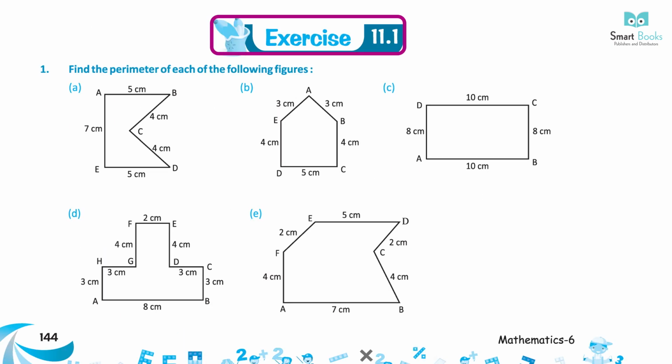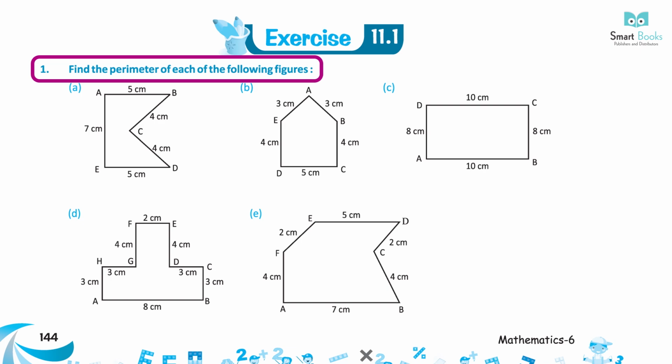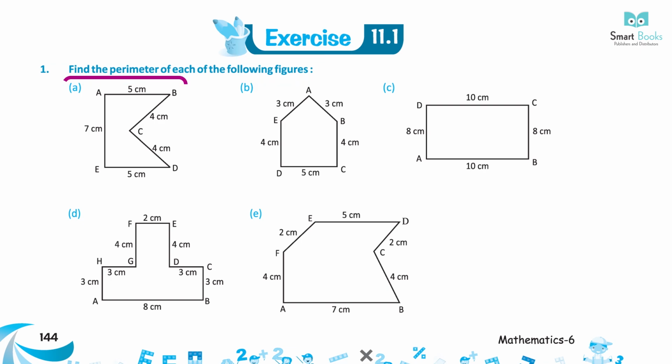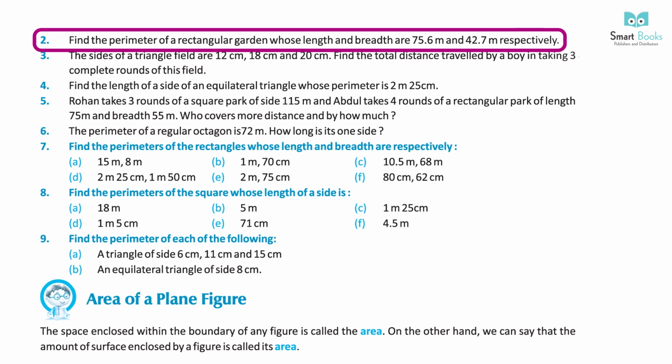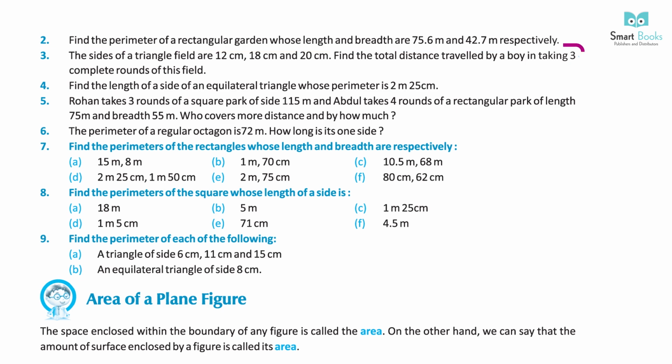Exercise 11.1. Question 1. Find the perimeter of each of the following figures. Solution. A. 25 cm. B. 19 cm. C. 36 cm. D. 30 cm. E. 24 cm. Question 2. Find the perimeter of a rectangular garden whose length and breadth are 75.6 meter and 42.7 meter respectively. Solution. 236.6 meter.